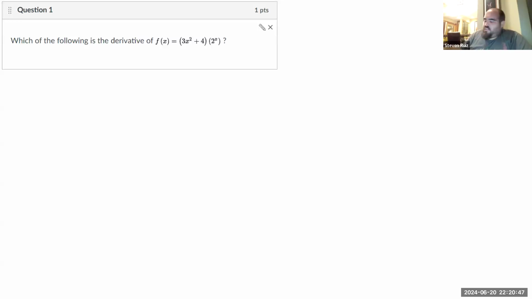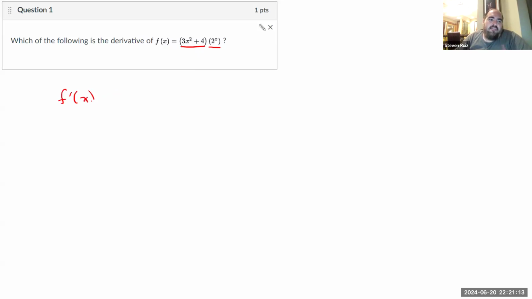All right, so let's talk about the exercises on checkpoint number 6. These were basically all designed to give you some practice with the many different rules that we've talked about so far. So this first function here, we have this function f, which is defined as the product of these two smaller, or two simpler functions. So we're going to use the product rule.